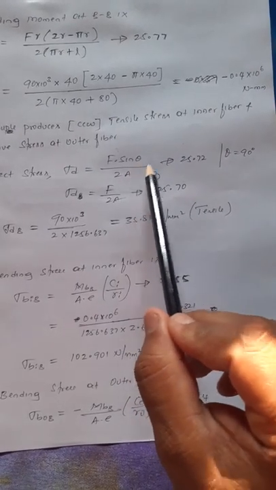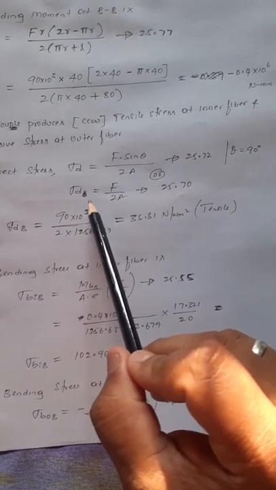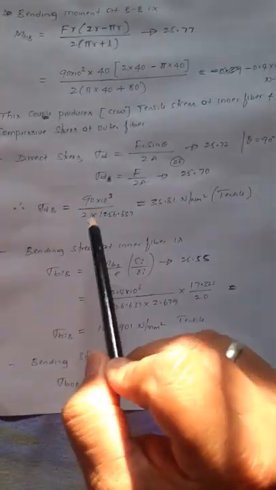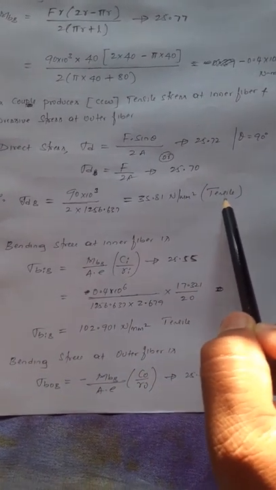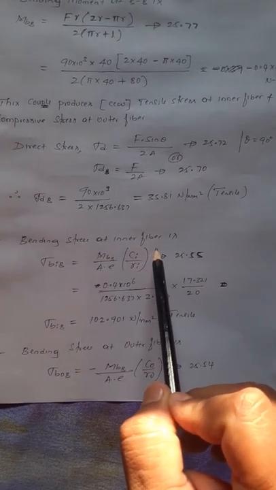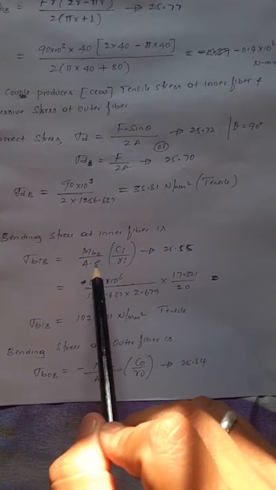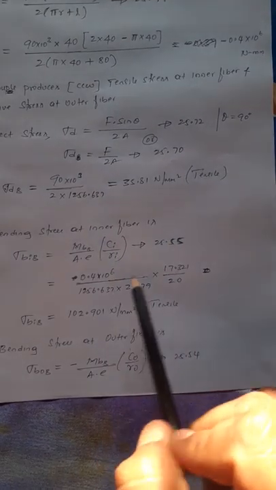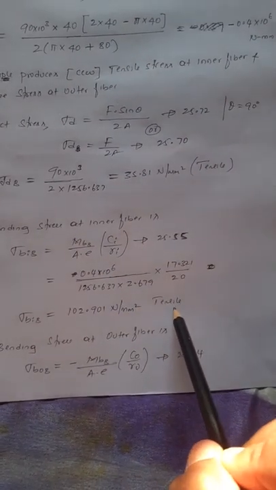Substitute sine 90 is 1, or directly use the direct stress at BB equal to F by 2A, that is 25.70. Substitute, we will get 35.81 Newton per mm square, the tensile stress. What is the bending stress at the inner fiber? The inner fiber undergoes tension, it is tensile in nature, right? MB by AE into Ci by Ri, 25.55. Use this equation and substitute, we will get 102.901 Newton per mm square, tensile in nature.